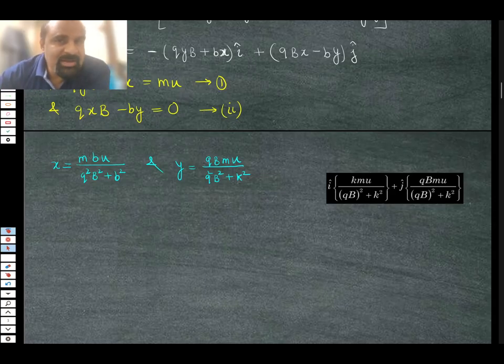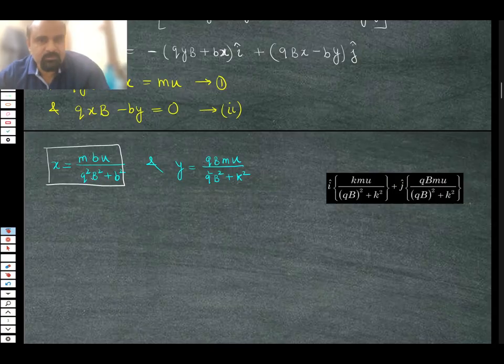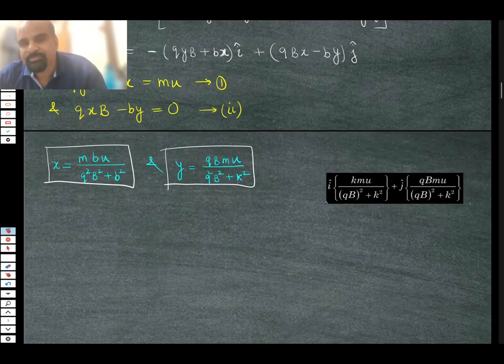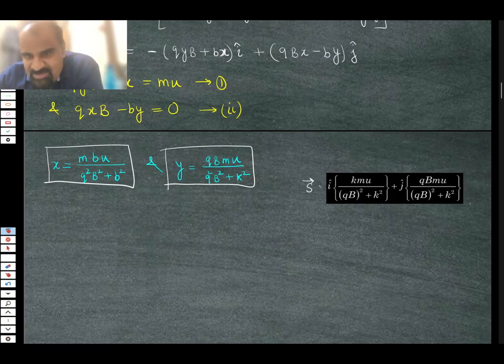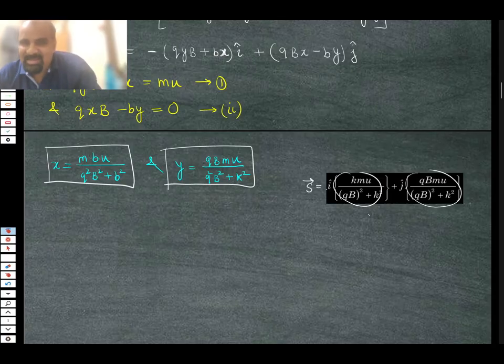So I solved it, and this is the answer you'll get by solving it. You'll get x as this and y as this, and this is the answer given in the book. So we got the correct answer. Now obviously over here it's written k instead of b because the proportionality constant in the actual question was k. So once you get it, you get displacement as x I cap plus y j cap, and that's the answer.